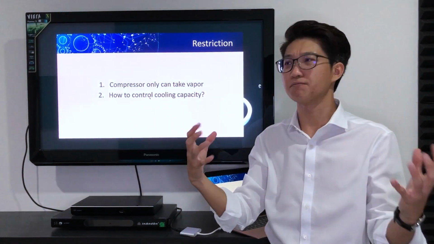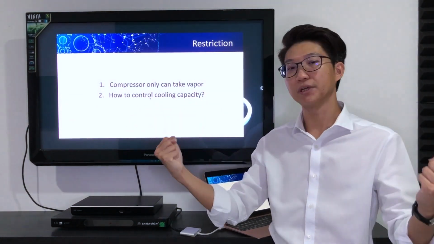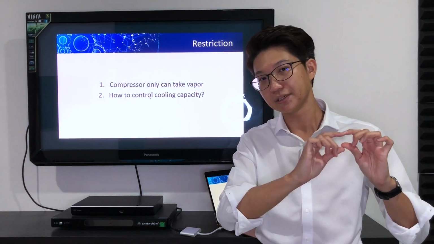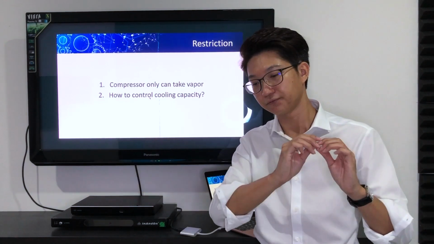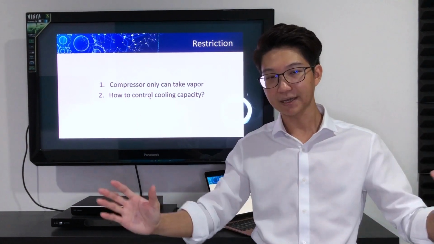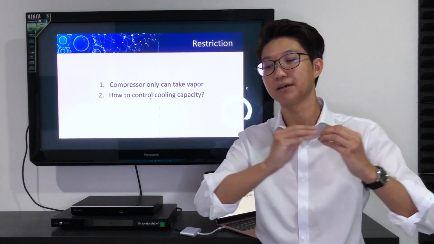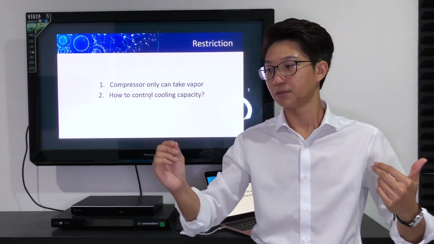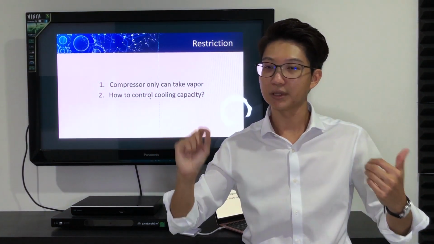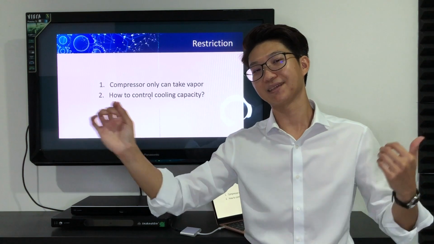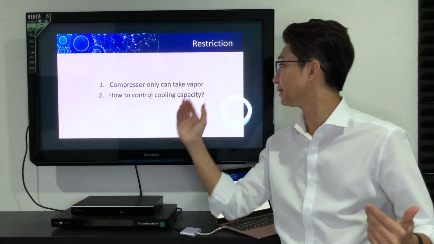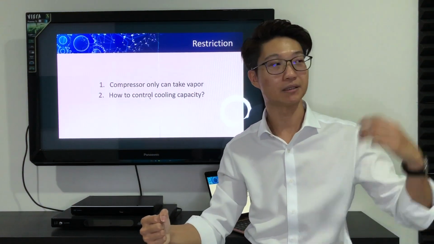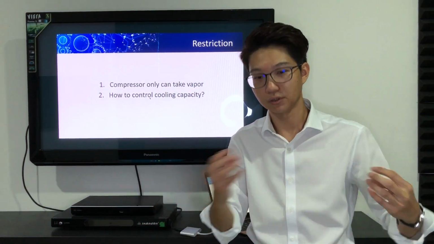The first thing is how we're going to make sure, during the evaporation process, that the evaporation is 100% complete, right? How are we going to make sure of it? When the refrigerant goes into the compressor, it must be 100% gas, right? We need to make sure of this. Then the second thing is we need to control cooling capacity. It cannot just keep ramping, right? Like a modern air conditioner, we can control the cooling capacity.